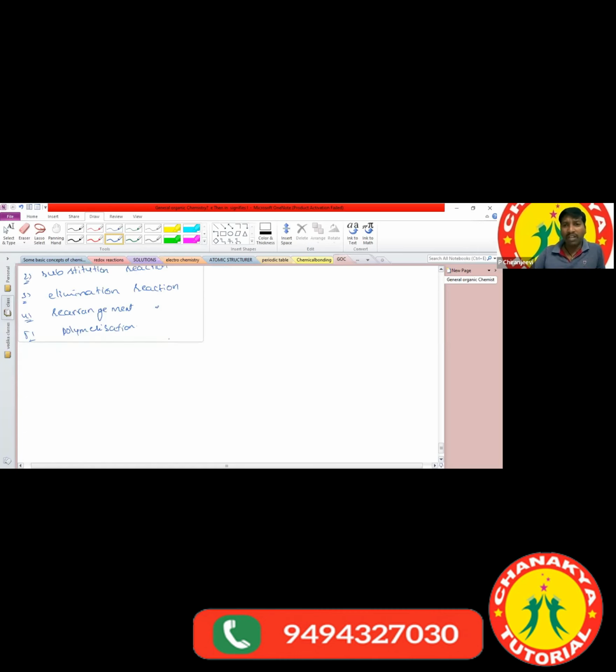When the substrate and the reagent combine together to form a single product. Okay, so addition reaction means when the substrate molecule attaches to the reagent, it forms only one product. That is called an addition reaction. Right, sir. What are the examples of the addition reaction? How many types of addition reactions are there? Actually, we have three types of addition reactions.